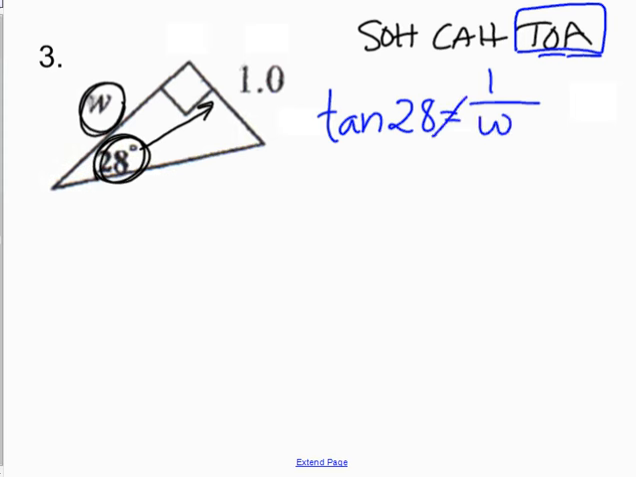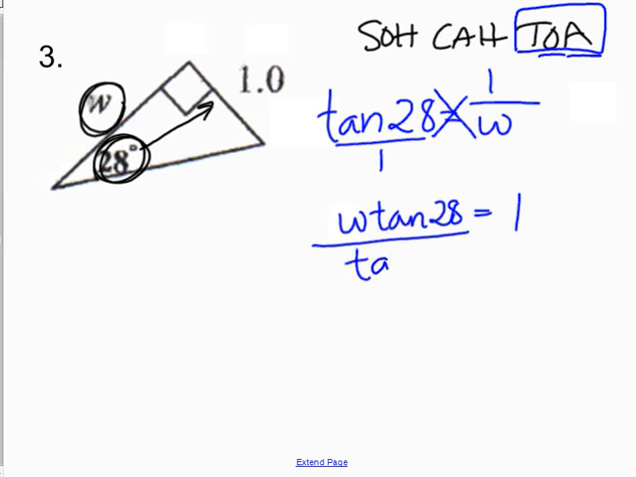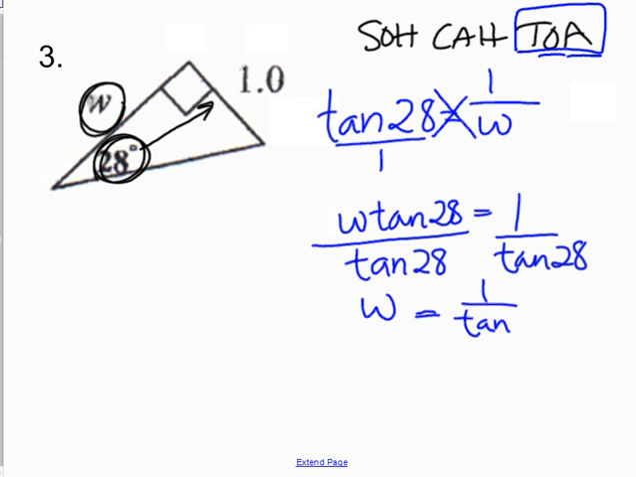All right, cross multiply. Remember, this is over 1. So we get W times the tangent of 28 equals 1. Well, I'm going to divide by that tangent of 28. So that means W equals 1 divided by the tangent of 28. You type it in your calculator, and you end up with W equals 1.9.